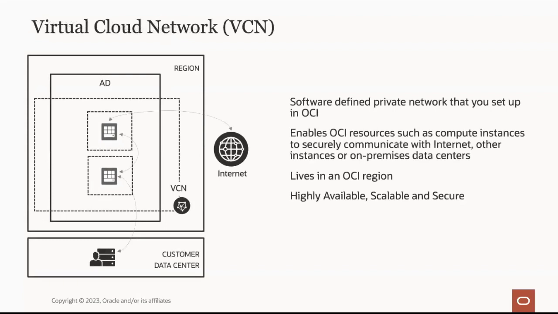So the idea is that the subnets can be either in one availability domain or across boundaries as well. And you typically would have at least one connection to your data center and one connection to the internet. The one to the internet is not required, but the one to your data center certainly is. Next slide.